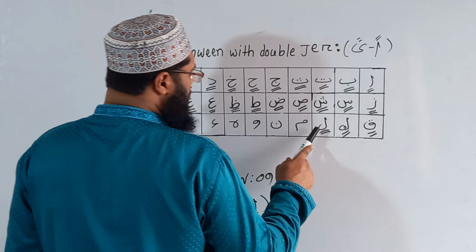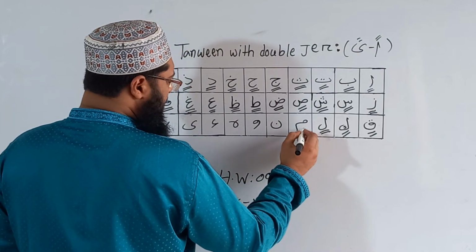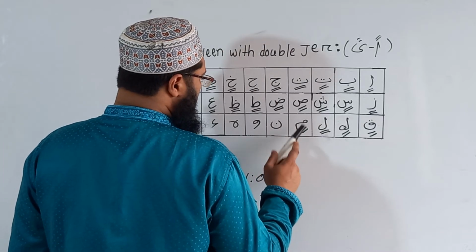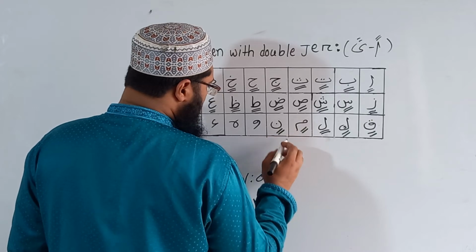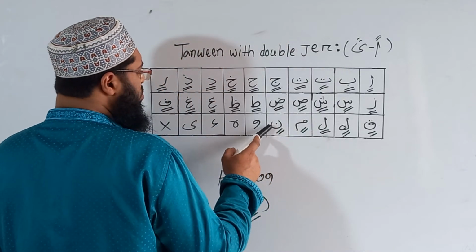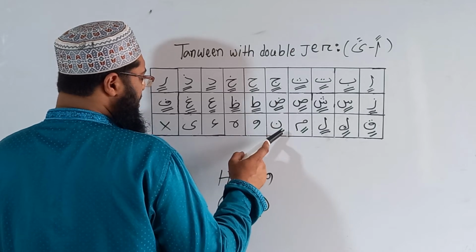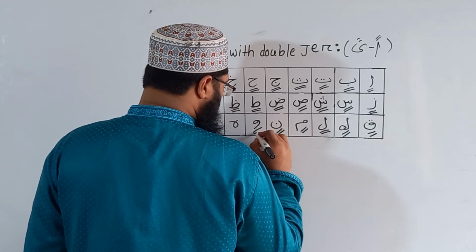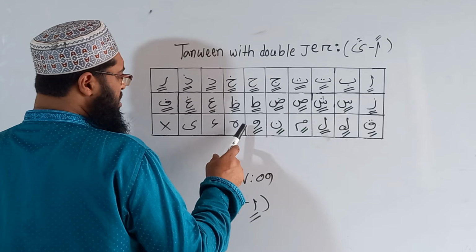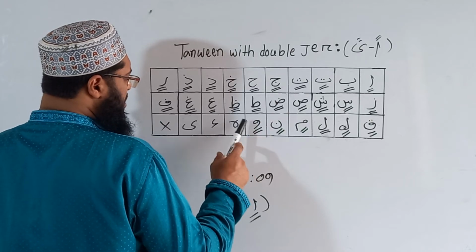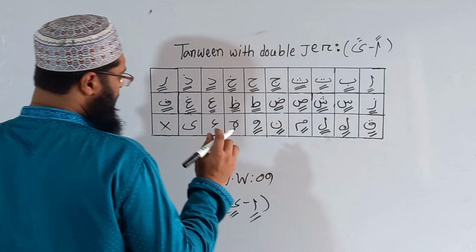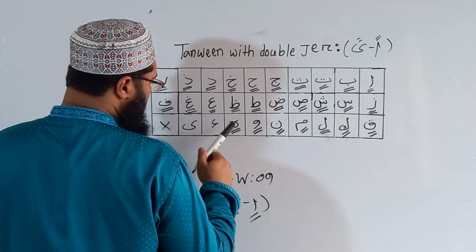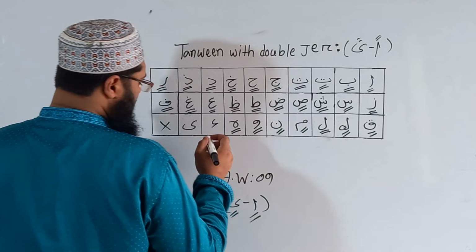Now you have to pronounce this one Lam Dui Zer Lin, and then this one is Mim, and you have to pronounce this one Mim Dui Zer Min. And then this one is Noon. After giving double Zer under the Noon, you have to pronounce this one Noon Dui Zer Nin. And this one is Wow, and you have to pronounce this one Wow Dui Zer Win. Now my dear student, this one is Ha, and you have to pronounce this one Ha Dui Zer Hin, and this one is Hamza.